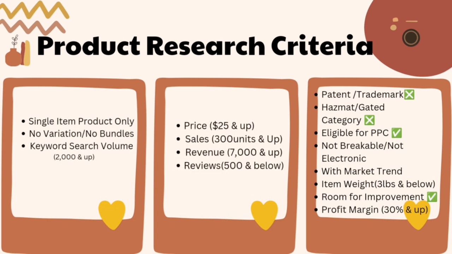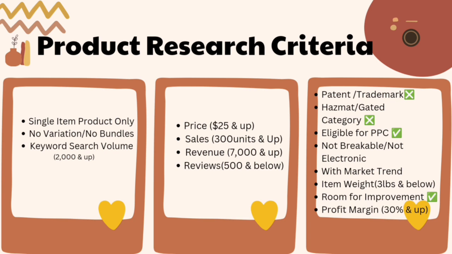Should be a single item product only, no variation and no bundles. Keyword search volume must be 2,000 and above. The price must be $25 and above. The sales must be 300 units and above. Revenue is 7,000 and above, and the reviews must be 500 and below.